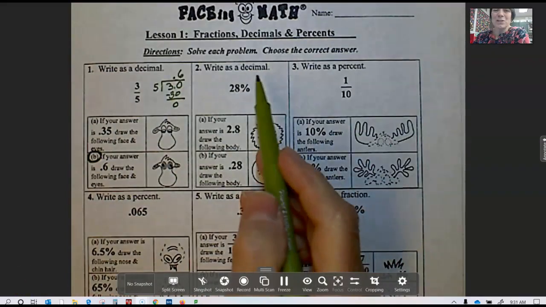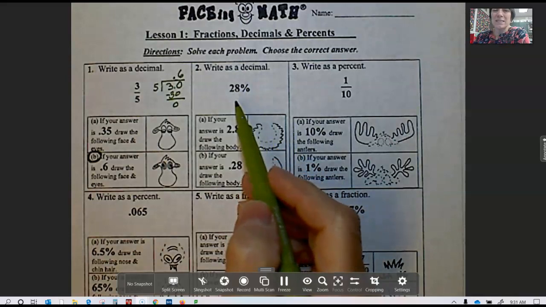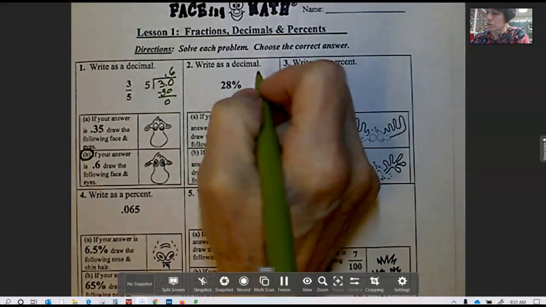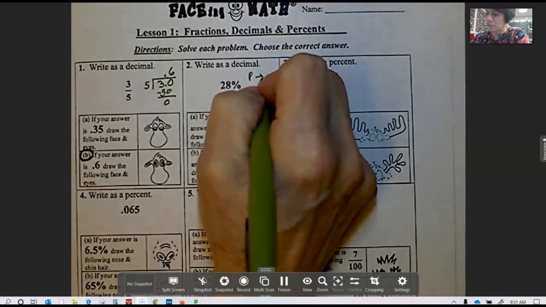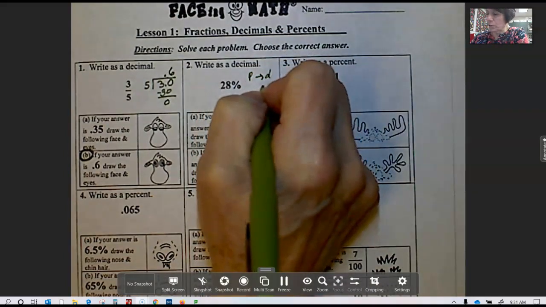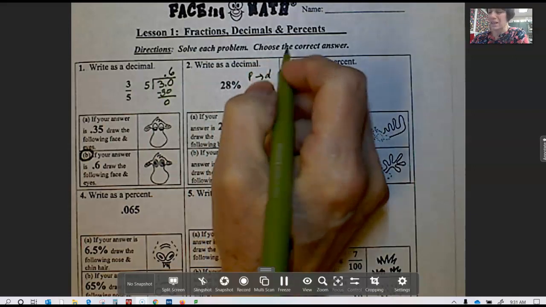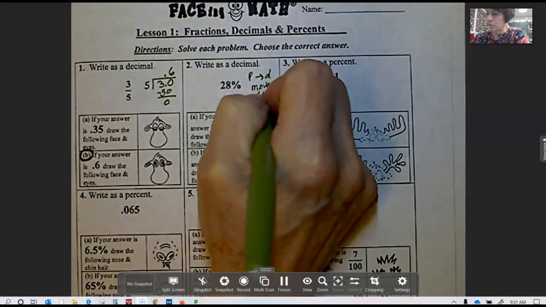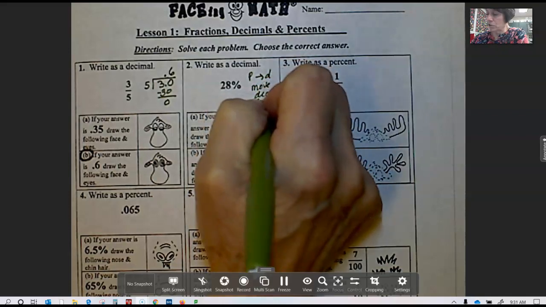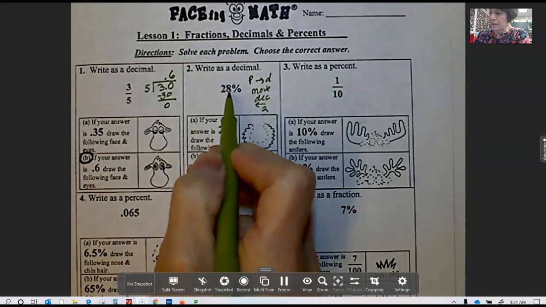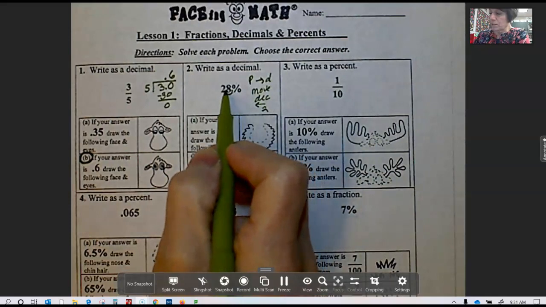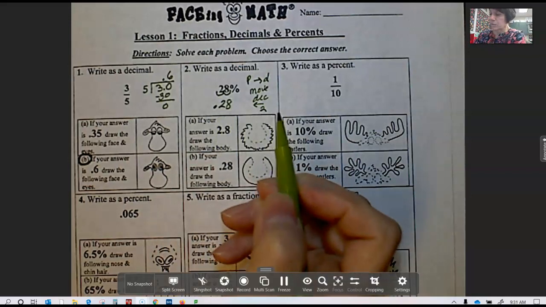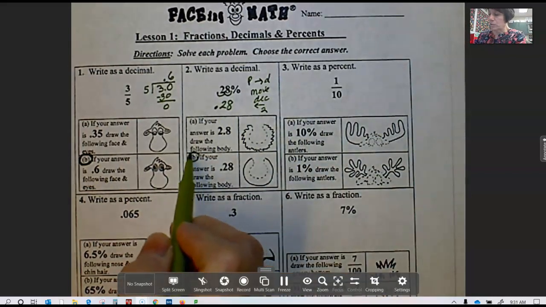Our second one here says to write 28% as a decimal. Remember, when we're changing from a percent to a decimal, we just move our decimal point 2 places to the left, okay? So move decimal to the left 2, all right? We find that decimal right here, move it 2 places. And so this becomes 0.28 as a decimal. And so that would be answer B here.